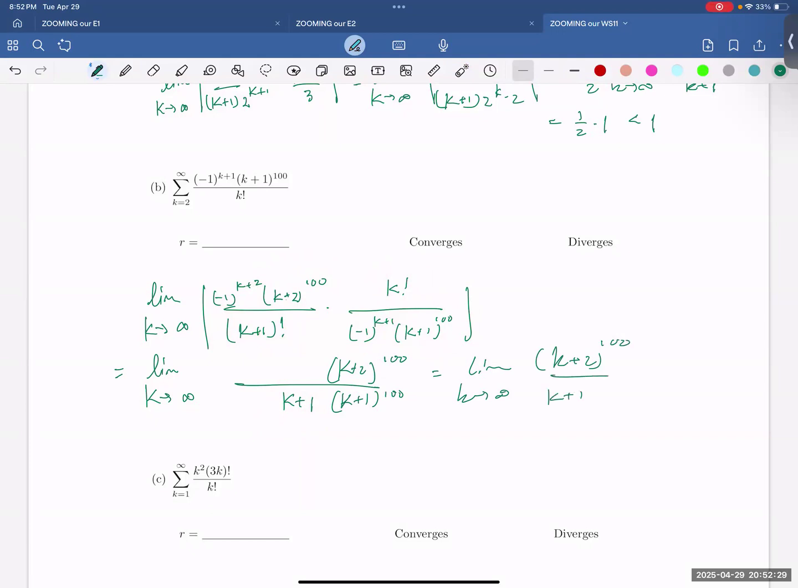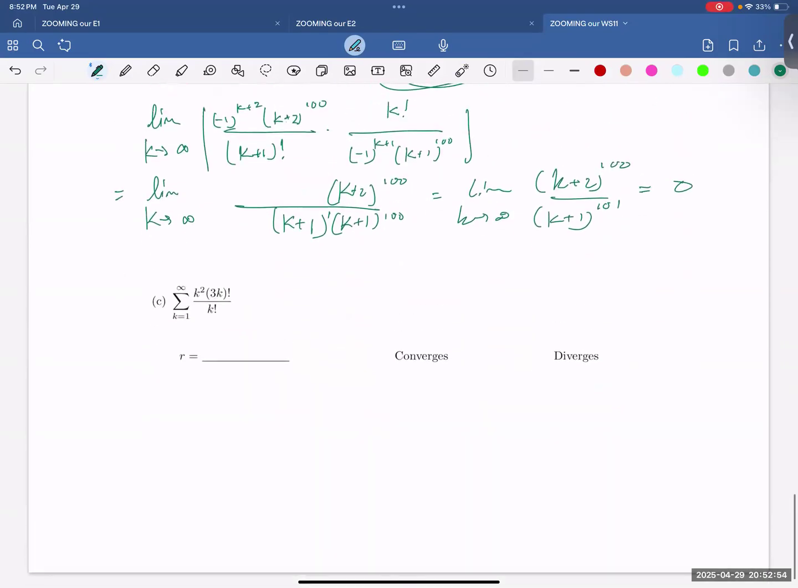K plus 1 to the 101. When you're multiplying exponential expressions with the same base, k plus 1, you add up the exponents to get 101. Then the degree of the denominator is higher, the denominator wins, and we go to 0. So the limit is 0 and we converge. And then the last one.